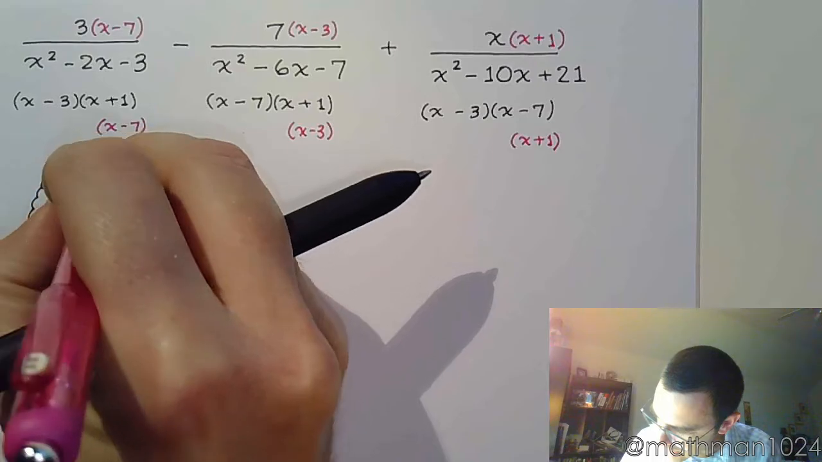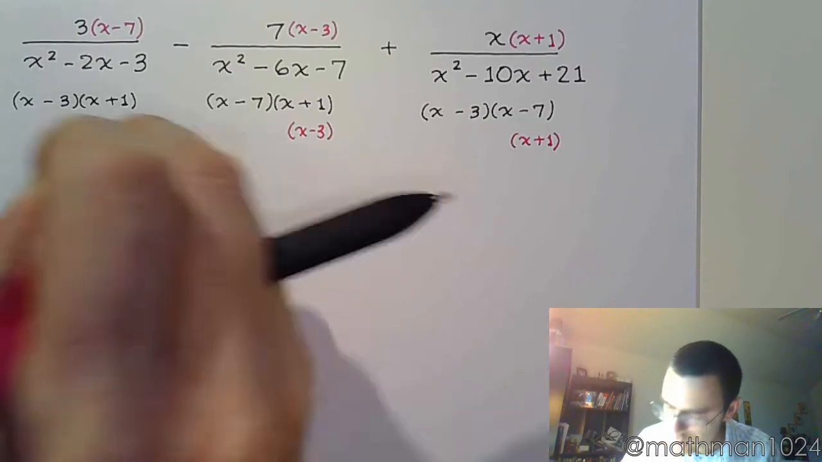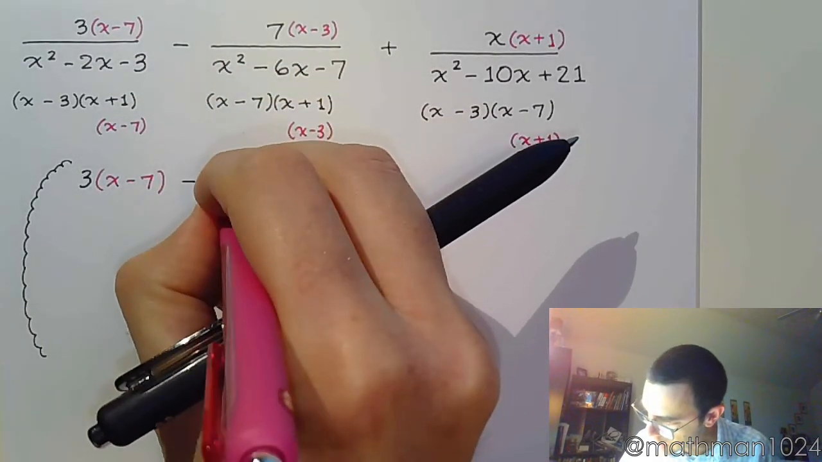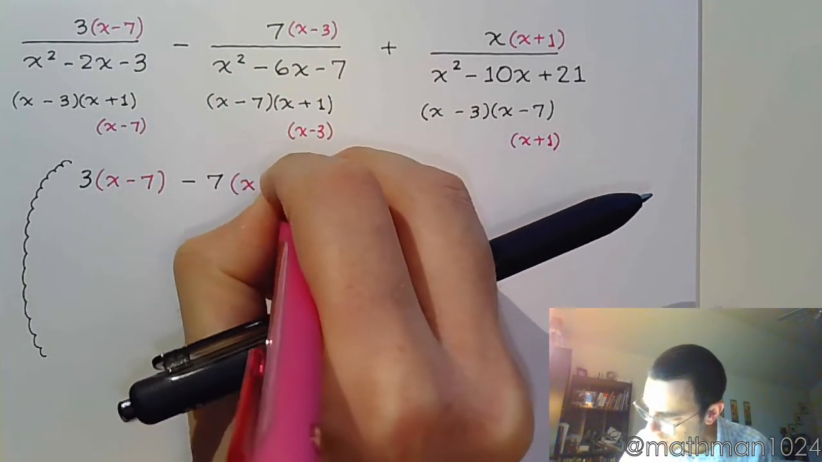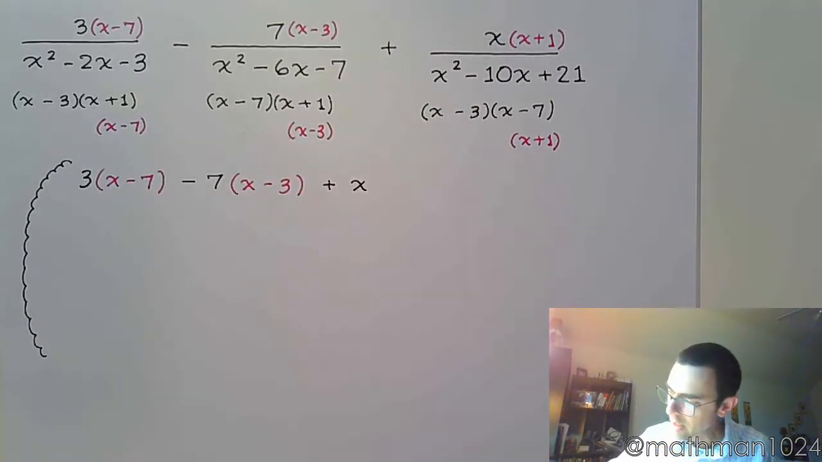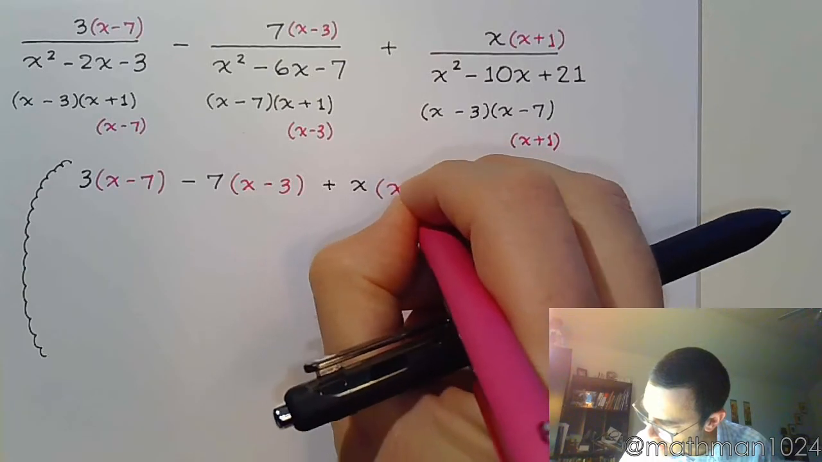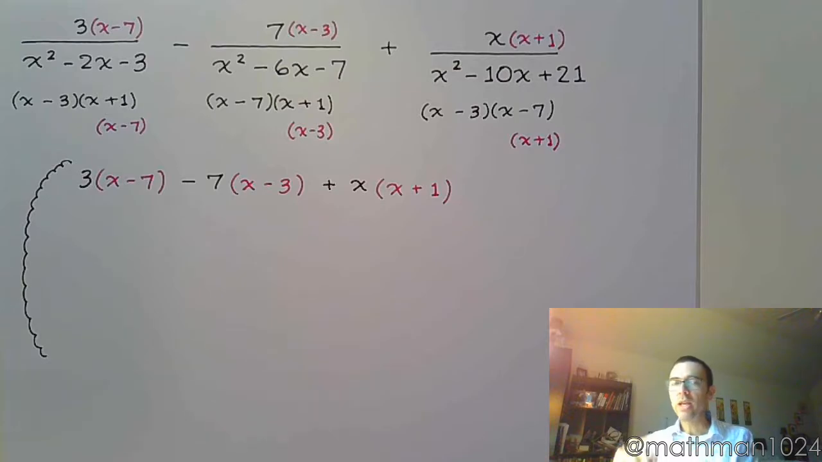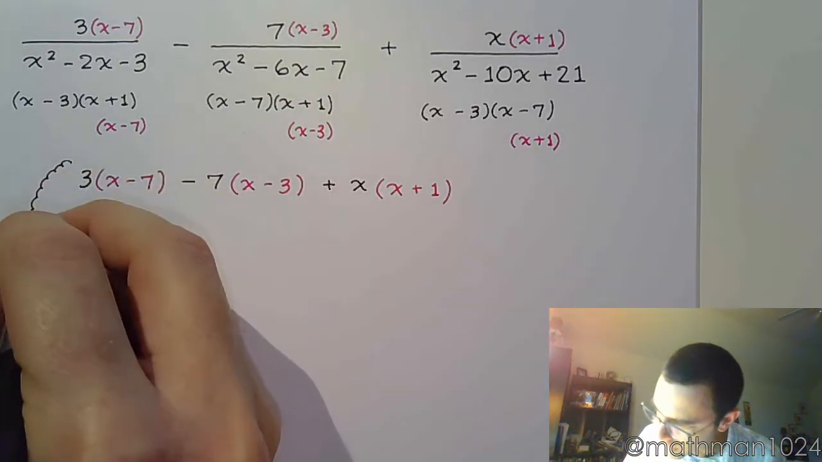So that was 3 times x minus 7, minus 7 times x minus 3, plus x times x plus 1. Again, this is just my thought process for tracking everything that's in those numerators and being able to simplify this without getting into, I don't want it to be all messy with all the fractions. So this is kind of taking this off to the side. So let's work this out.